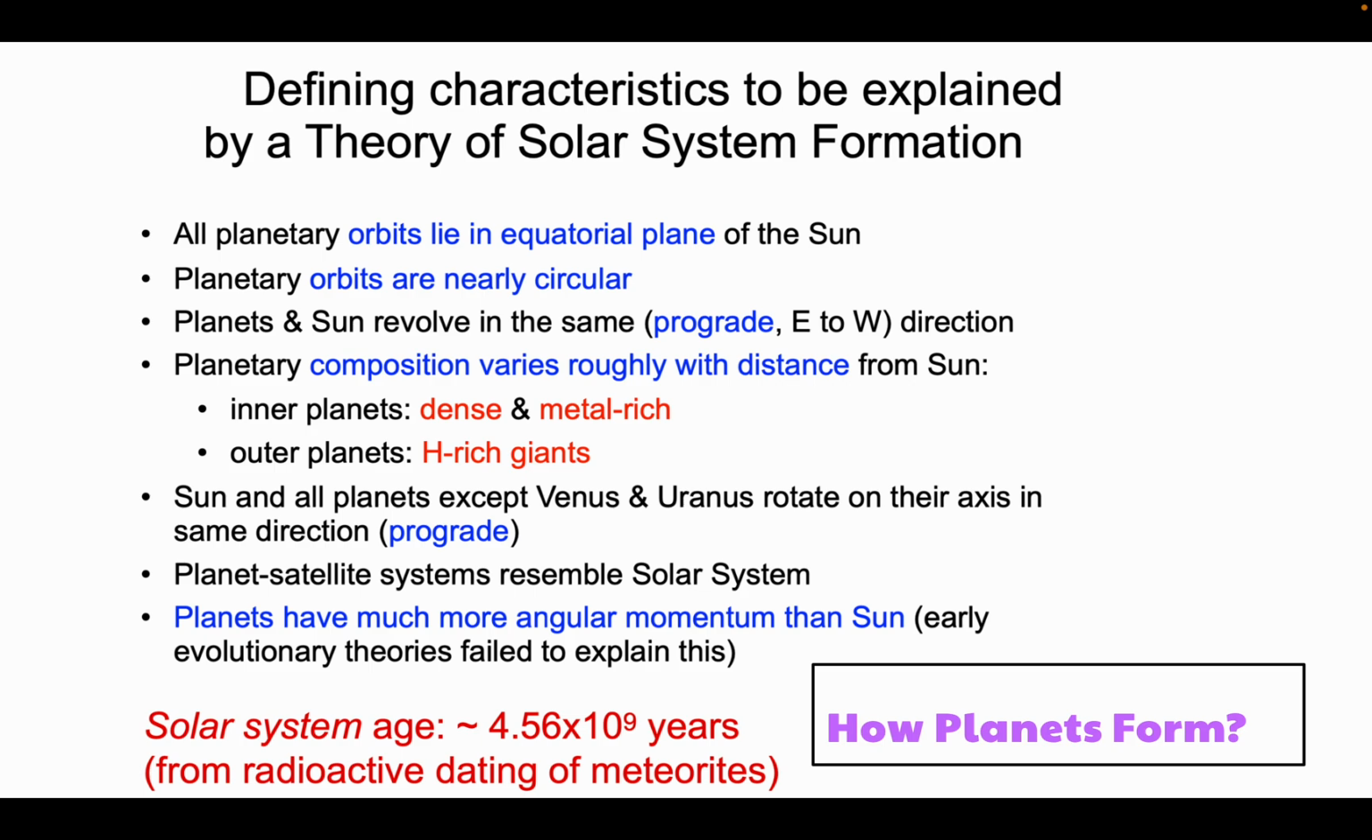Planet satellite systems resemble the solar system. Planets have much more angular momentum than the Sun. The previous evolutionary theories which were proposed for planet formation failed to explain this. We may discuss this sometime in our lecture.